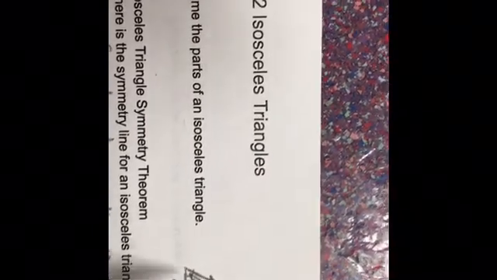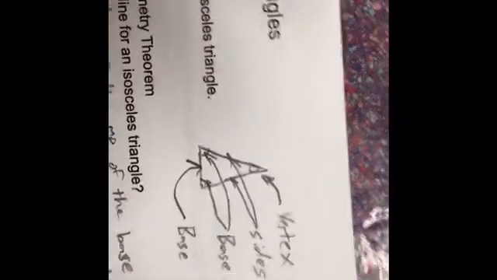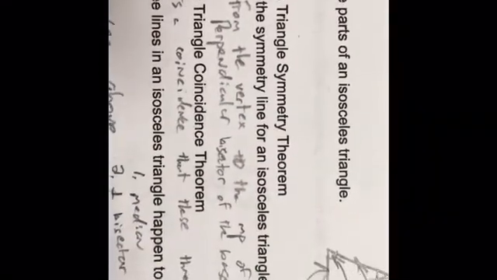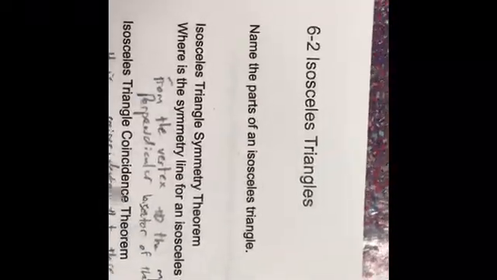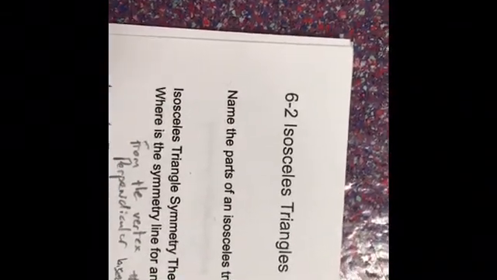The angles that are adjacent to the base are called base angles, which will come up again here in a minute, and our base is, of course, called the base. Those are the parts of an isosceles triangle. The isosceles triangle symmetry theorem. Where is the symmetry line for an isosceles triangle? Well, we can describe it in three ways. This also relates to the isosceles triangle coincidence theorem. The isosceles triangle symmetry theorem just says I do have a line of symmetry in an isosceles triangle.